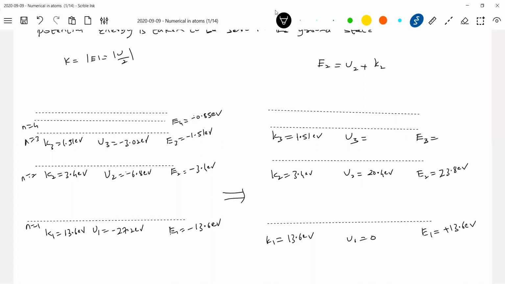So here what is the basic idea? 27.2 electron volt must be added to each state. The kinetic energy of the revolving particle will not change. So you subtract 27 minus 2 minus 1.5, you'll get that one. Then again use this formula, E3 equal to U3 plus K3. In such an atom, if electron makes a transition from second excited state to ground state, find the wavelength of photon. I think you can work out similar to what we discussed earlier.